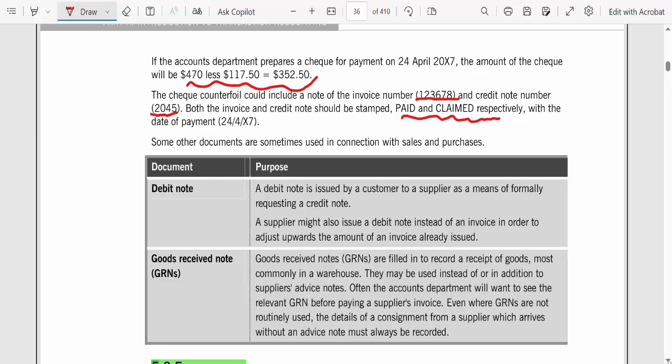3. Stamp the credit note claimed with the same date, showing that the credit was used as part of the payment. By following these steps, both Tabletops Ltd. and Paperchase Supplies can keep a clear, accurate record of the transaction adjustments.